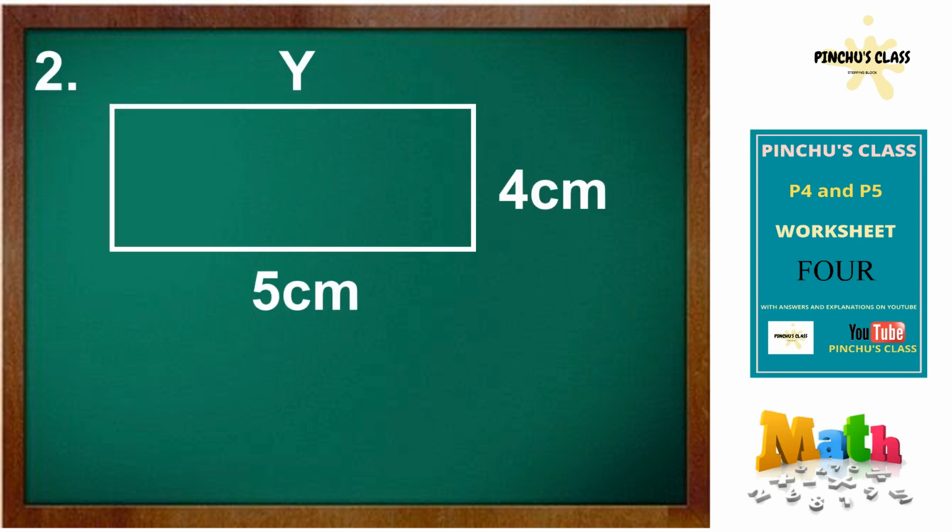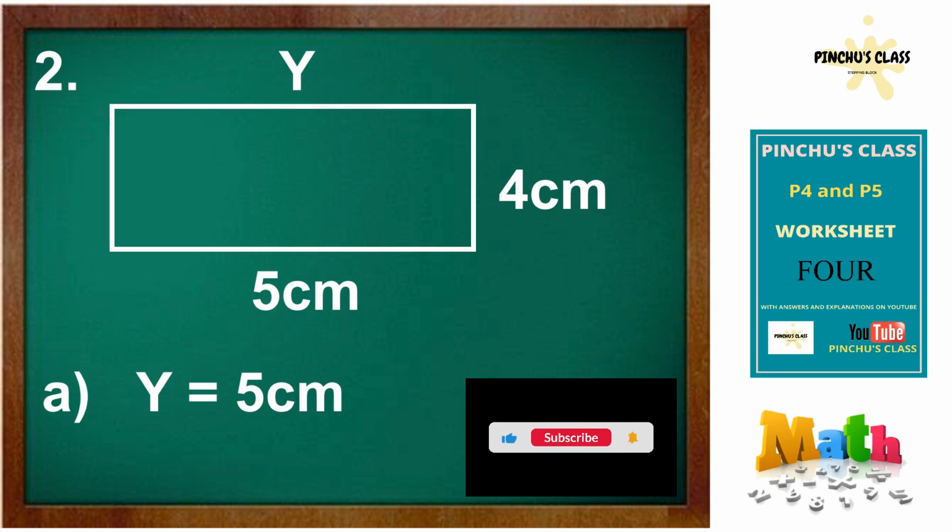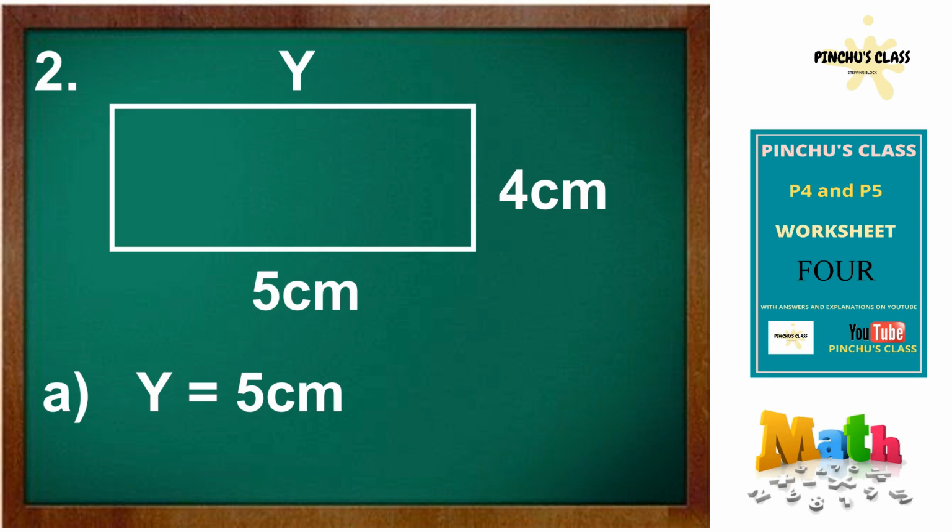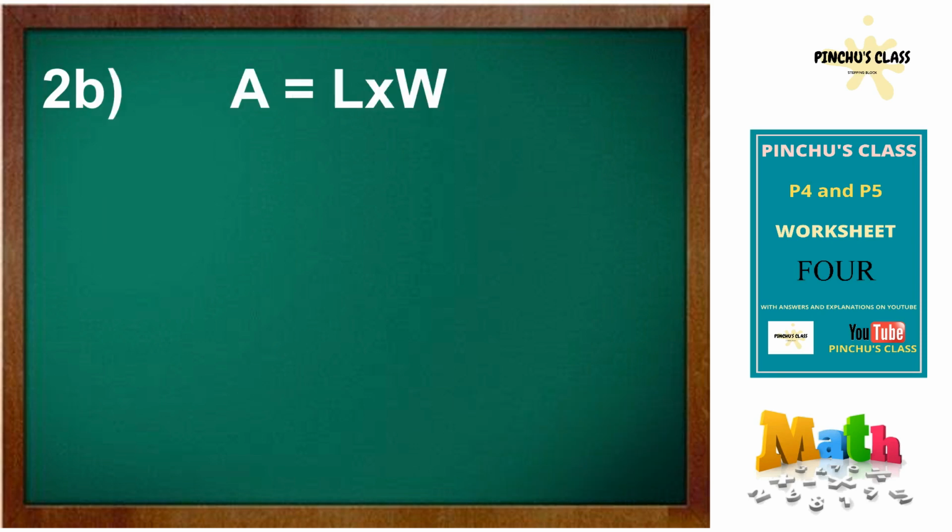You can see the figure and they have told us to answer the questions that follow. For part A, they have told us to find the value of y. Now when you look at that figure, that is a rectangle, and in a rectangle, 2 opposite sides are equal. Therefore y is equal to 5, because the opposite side of y and the side of 5 are equal.